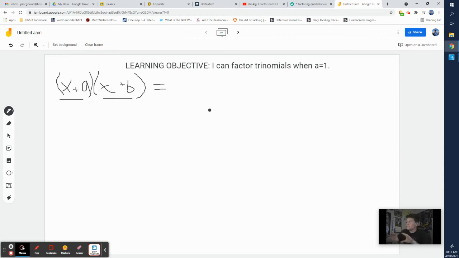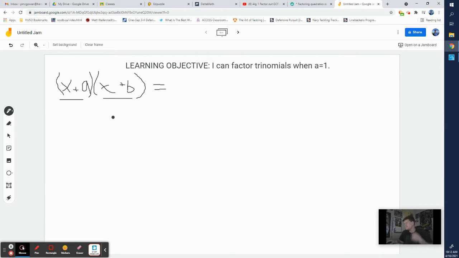Now, to try to give you an idea on what I mean, like the goal of what we're trying to get to here, I'm trying to find these two factors that multiply to make that trinomial. So here's just a general idea, and then we'll tie it into some examples from Delta Math. But we're trying to get to this, right? What if I multiplied this out? What would we have if we multiplied this out?